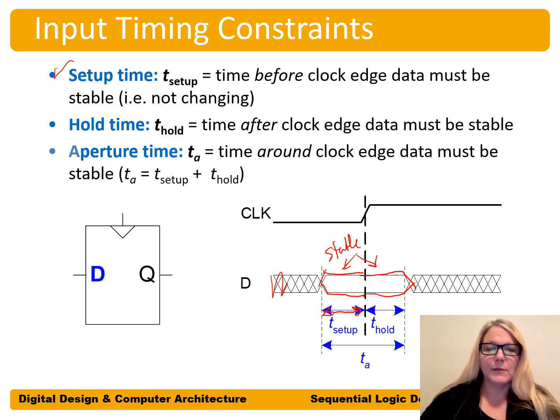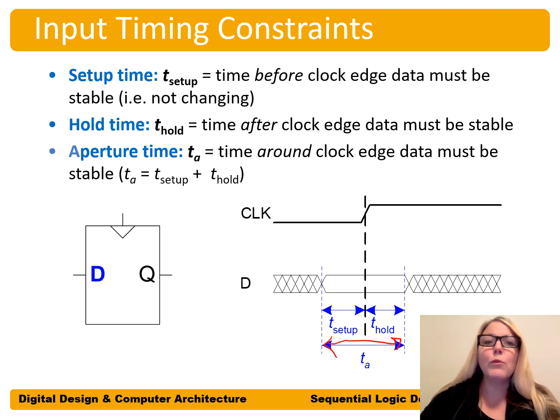And these hash lines mean that D can change at other times. But it has to be stable around this clock edge. And the sum of setup and hold we call the aperture time, similar to the aperture time of a camera, where the aperture would open and then allow the picture to be taken and then close. So this setup plus hold is also referred to as the aperture time, or T sub A.